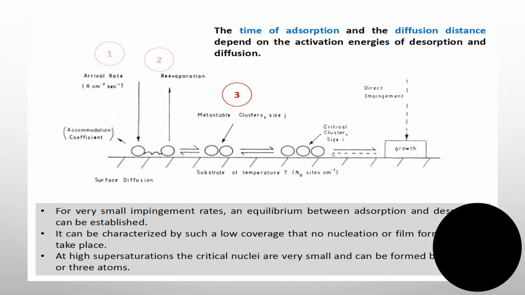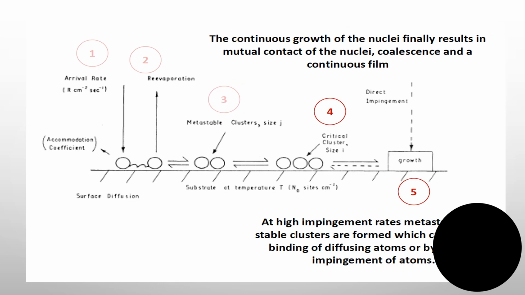The third stage is that the time of absorption and the diffusion distance depend on the activation energies of desorption and diffusion. For very small impingement rates, an equilibrium between absorption and desorption can be established. It can be categorized by such a low coverage that no nucleation of film will take place. At high supersaturations, the critical nuclei are very small and can be formed from 2 or 3 atoms.